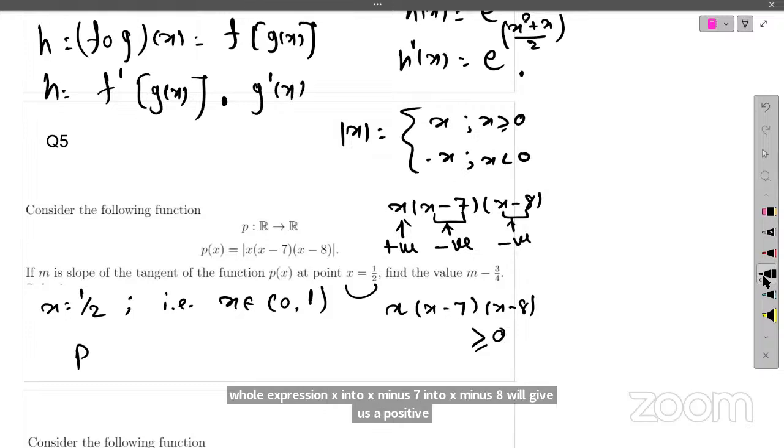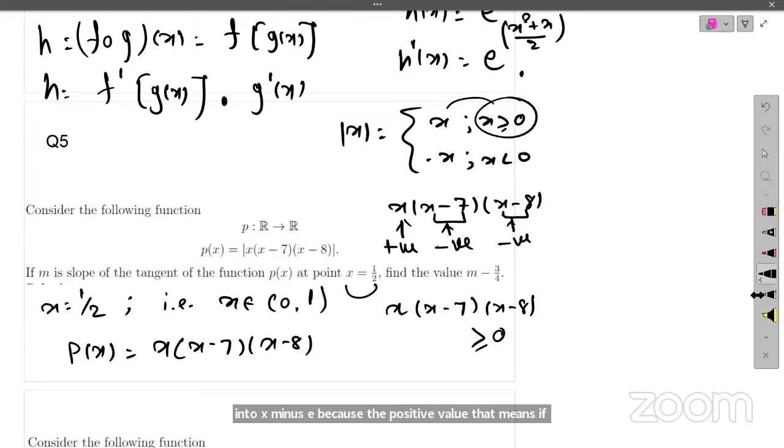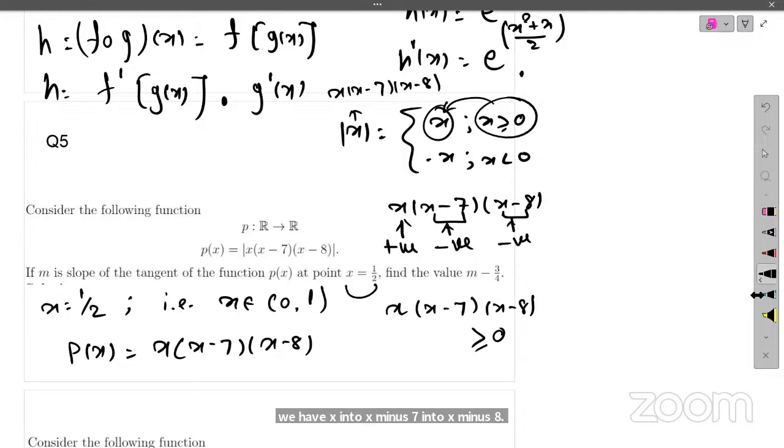So that means p of 1 by 2, the value of the function around the point x equals 1 by 2, can be calculated by the same expression, x into x minus 7 into x minus 8. Because if x is greater than or equal to 0, the modulus value will be the same as x, right? But here in place of x, we have x into x minus 7 into x minus 8. So around x equals 1 by 2, the value of this polynomial is greater than or equal to 0. That's why p of x will attain the same expression. So this is the expression for p of x.